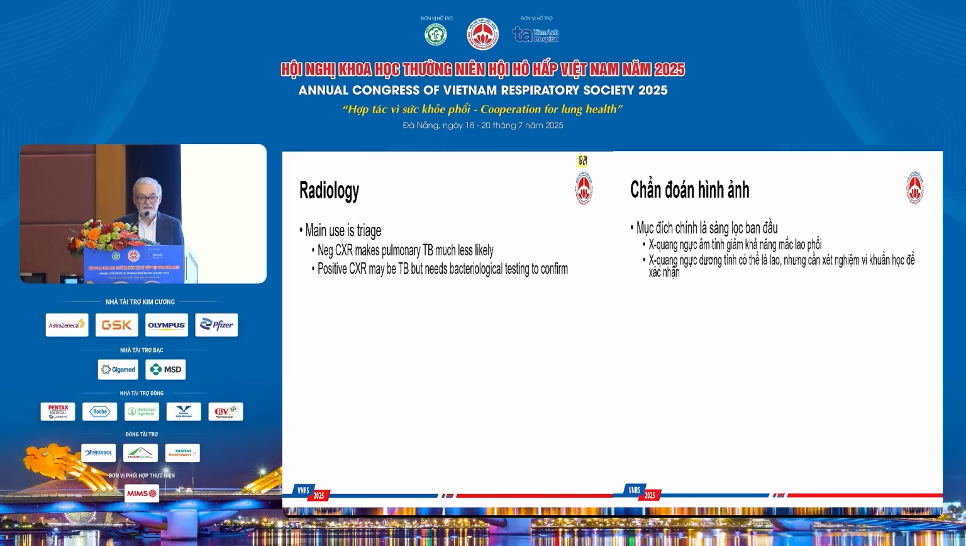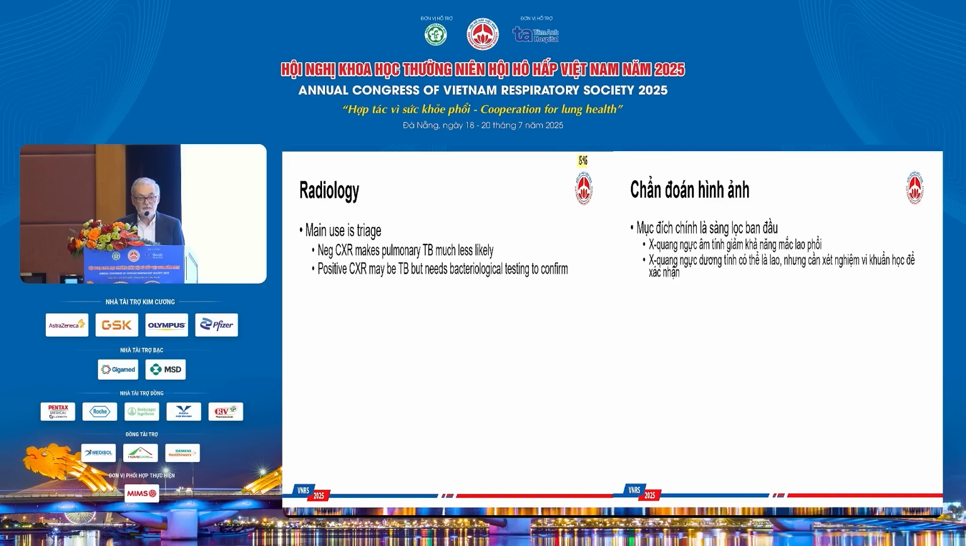So if you're thinking of TB and the X-ray is normal, it's probably better to think of another diagnosis as the cause for the patient's symptoms. You may still want to test for TB, but you would probably need a very good reason to do a further test for TB in a person who has a normal chest X-ray. On the other hand, a positive chest X-ray, which looks abnormal for TB, may be useful, but it still needs to be confirmed by bacteriological testing.